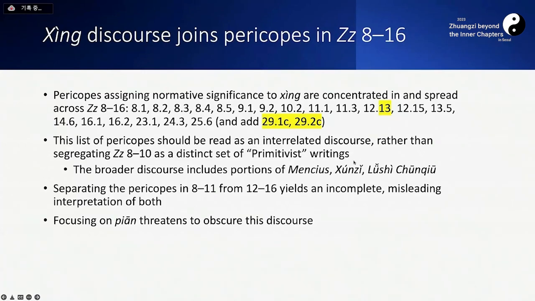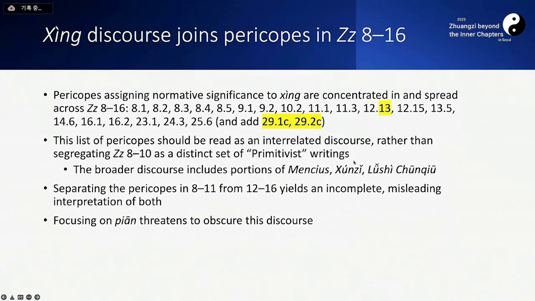And if we bifurcate that discourse by considering some of the pericopes a distinct primitivist set of writings, and others part of a supposedly syncretic set of writings, we risk overlooking how they actually cohere as a discourse and how they're actually distinct from other parts of other pericopes in the Heaven books and across the entire Zhuāngzǐ.